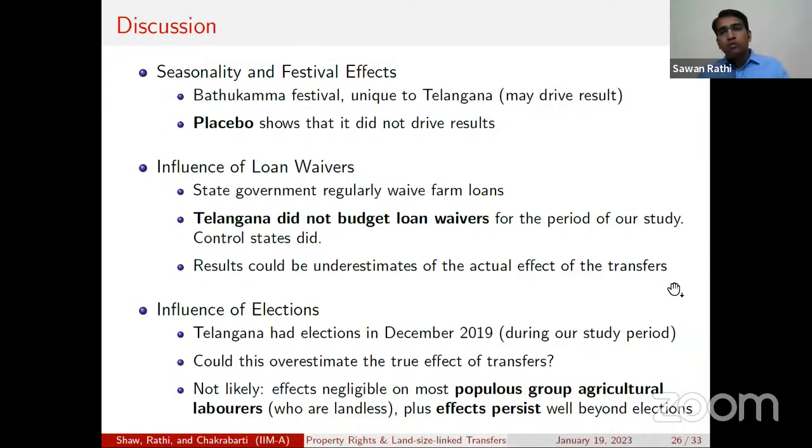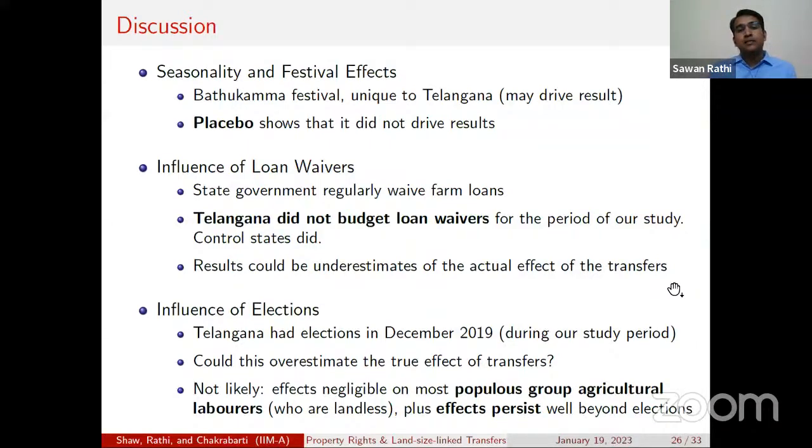But again, we counter that by saying that the most populous group and the poorest are the ones who receive the most money in such election transfers. And the poorest of the groups in the farming community, as you know, are the landless farmers who are the agricultural laborers. And what we find is that there is no significant change in their consumption expenditure. So if it's just the election money that would have caused the change, then probably agricultural laborers would have benefited the most, but they are not.